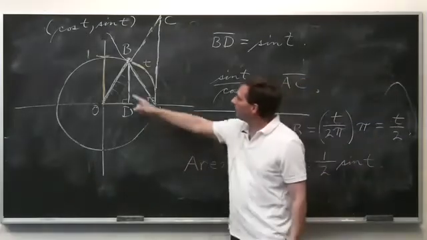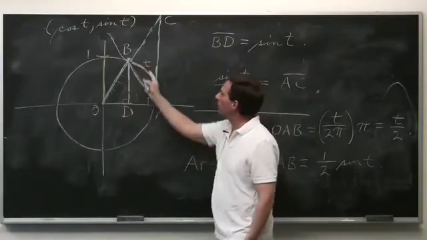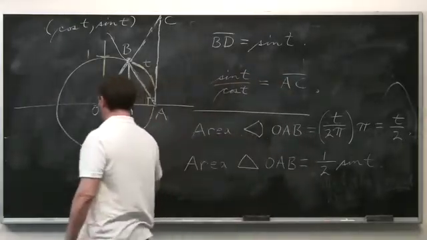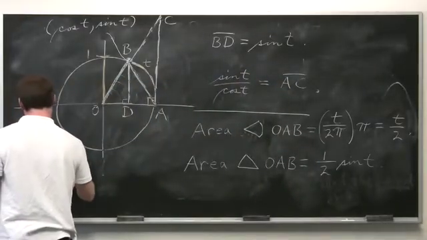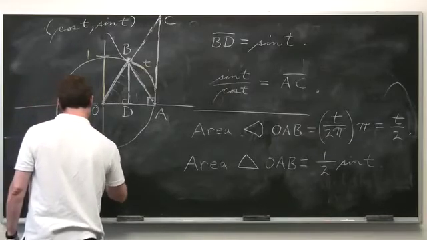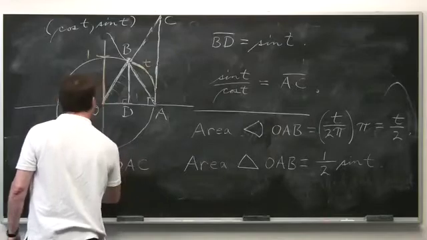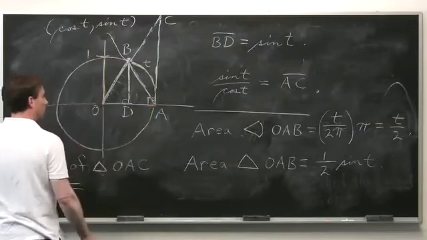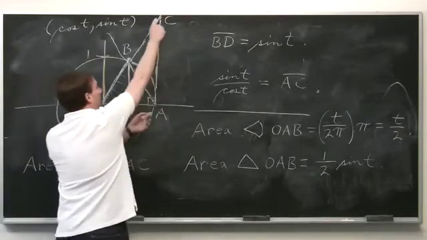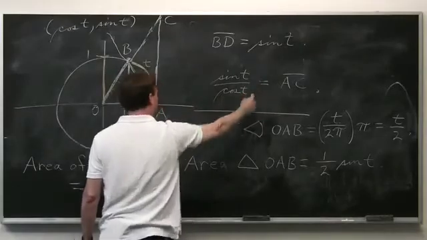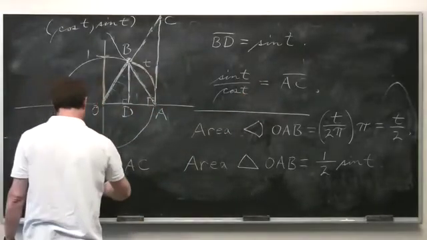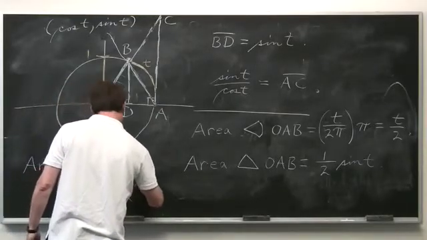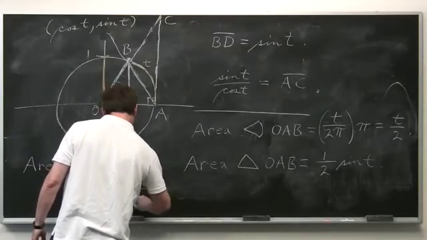And finally, certainly the area of the sector OAB is less than the area of the big triangle OAC. And what's the area of the triangle OAC? It's 1/2 the base times the height. The base is 1, so you get 1/2 times 1 times the height AC, which we already figured out was the sine of t divided by the cosine of t. So we get 1/2 times 1 times sine of t over cosine of t.